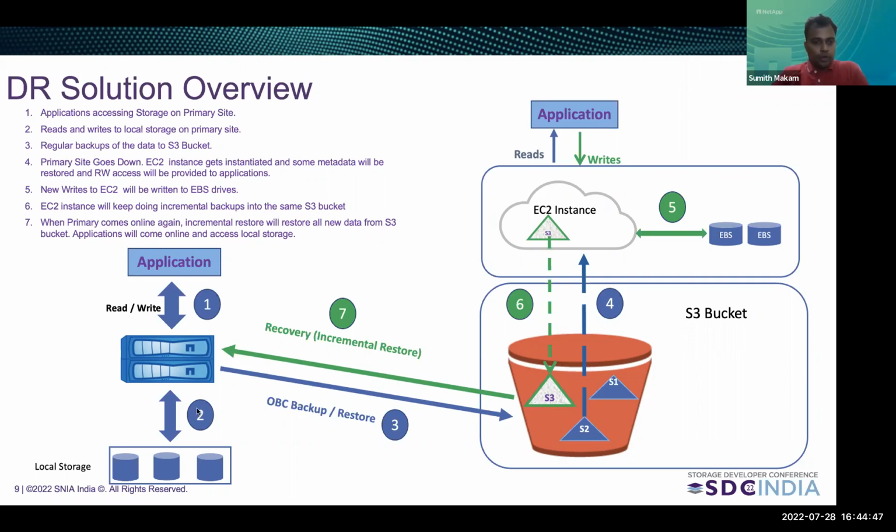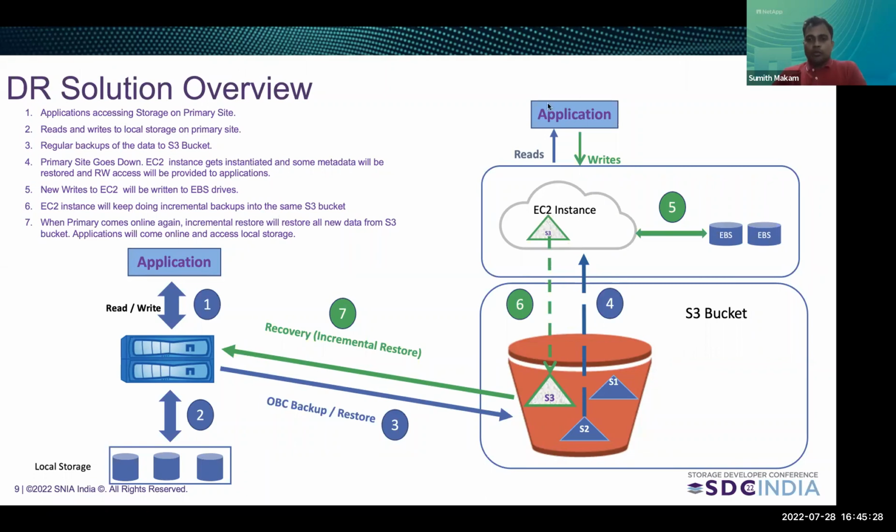So here 1 and 2 are the application accessing the local storage for their reads and writes. And 3 is where these applications will keep taking the backup to the S3 bucket. At 4, say if the primary site goes down, as mentioned in the previous slide, a new EC2 instance will be instantiated and this bucket will be configured to it, and then applications can be started. Before applications can be started, a certain amount of data or the complete backup has to be restored to the local EBS drives, and then the applications can be started.